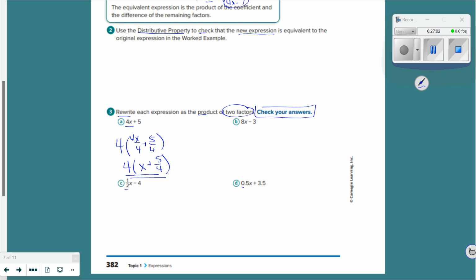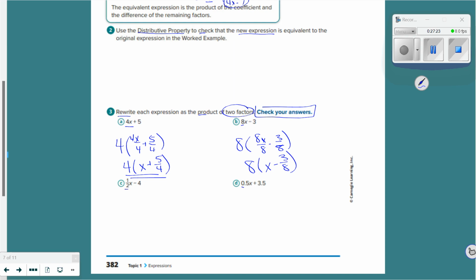Where's my coefficient? 8. Right. x divided by 8 minus 3 divided by 8. What is 8 divided by 8? 1. We do that every time. That's the whole purpose for what we're doing. 3/8 won't simplify, so just leave it.